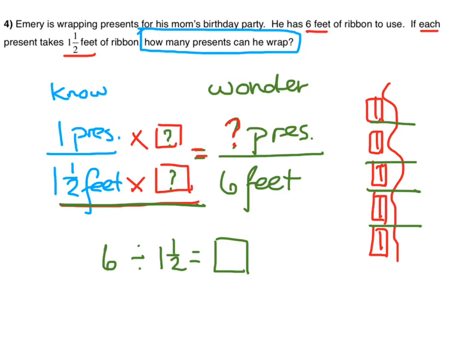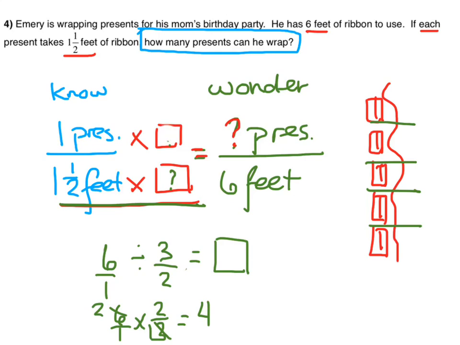I'm going to run out of space, but it's not that hard. So I'm going to write this as 6 over 1, and I'm going to write this as a fraction. That would be 3 halves. I'm going to stay flip, so 6 over 1 times 2 over 3, and I'm going to simplify before I multiply. That's going to become a 2, that's going to become a 1, and I'm going to end up with 4.